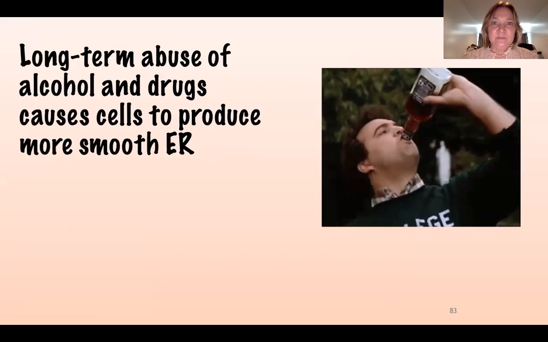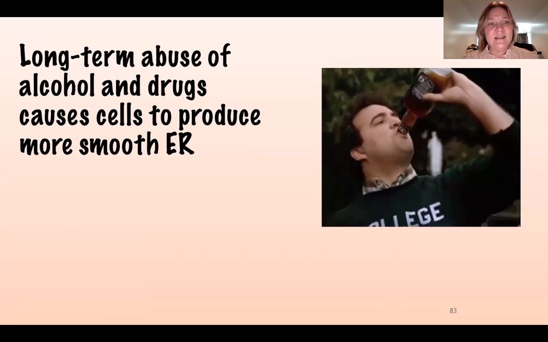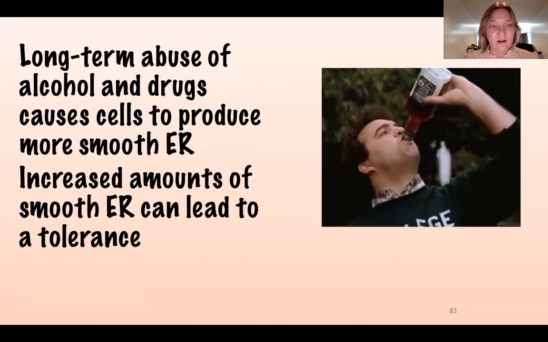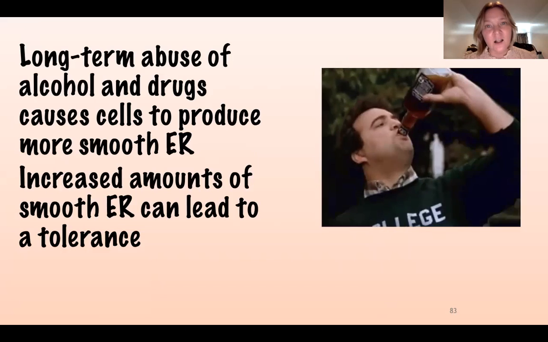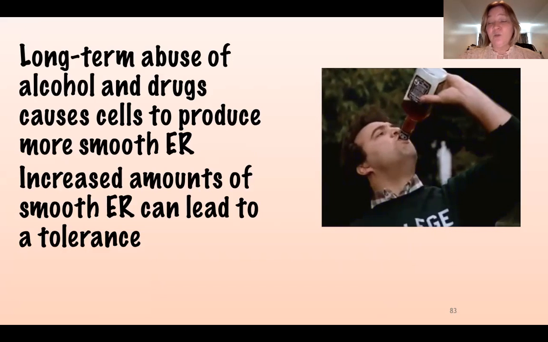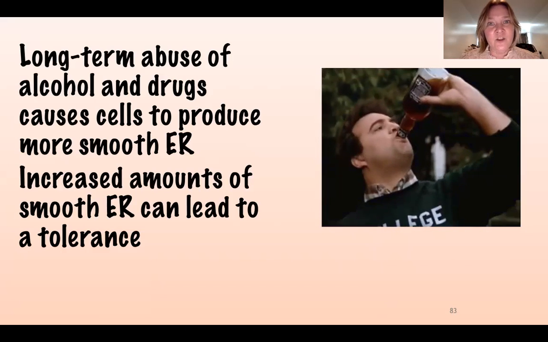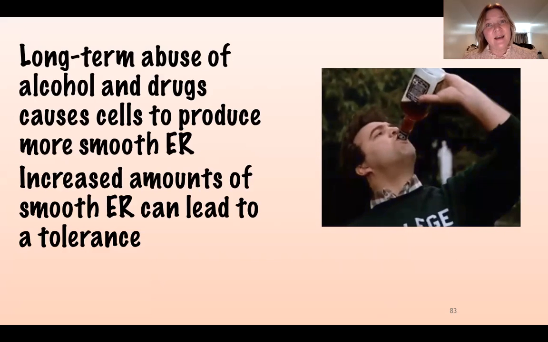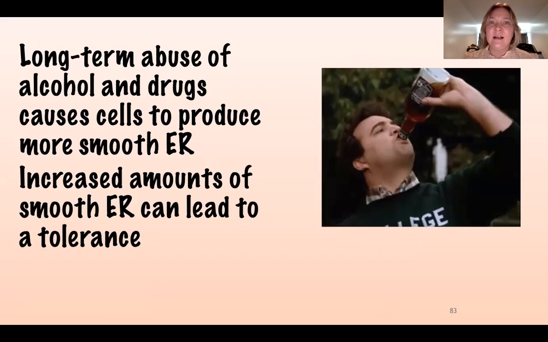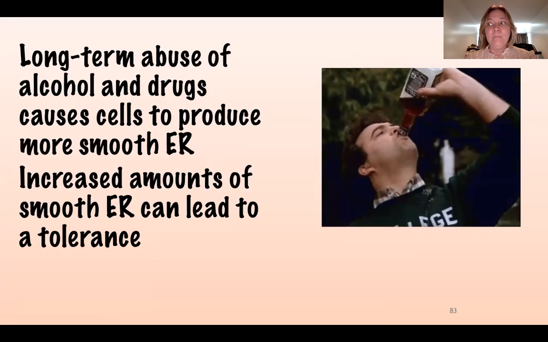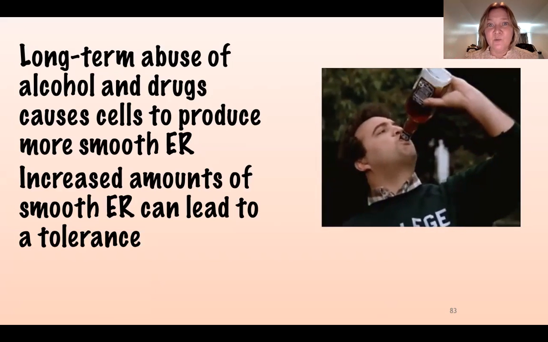Now, relating to the liver, long-term abuse of alcohol and drugs are going to cause the cells to produce more smooth ER. And an increased amount of smooth ER in the liver cells leads to what's called tolerance, which you will definitely learn in health class. Tolerance is when you build up kind of an immunity to the effects of drugs and alcohol. So I'll just use alcohol as an example. Maybe the first time that you have a glass of wine or your first beer, it has a very big effect on you because you don't have a lot of smooth ER in your liver cells.